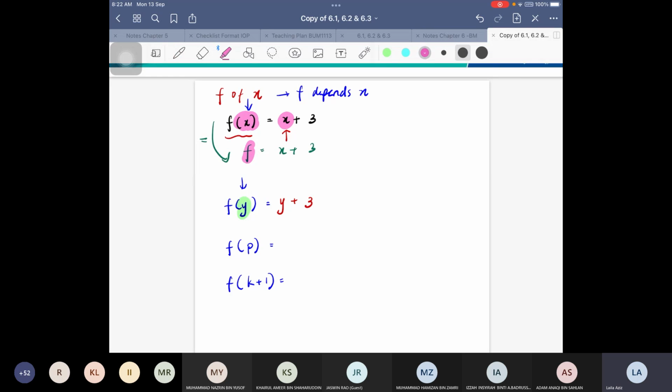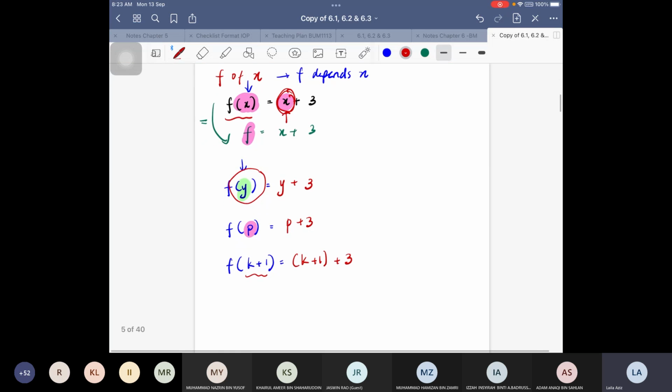Sama juga kalau saya tukar dia jadi P, maknanya belah kanan akan jadi in term of P. So ni adalah X, sekarang dia akan jadi P tambah 3. Ataupun kalau saya tukar dia jadi K tambah 1 sekalipun, function ni jumpa je X, so now dia akan jadi K tambah 1. So therefore ni akan jadi K tambah 1 tambah 3. So variable tu kita sentiasa boleh ubah. And automatically kalau variable kat sini berubah, variable sebelah kanan pun akan berubah ikut kita punya variable dalam kurungan tu lah. Okay, so tu adalah idea kepada function.